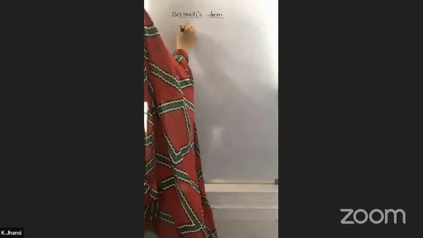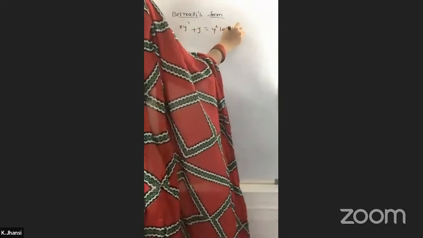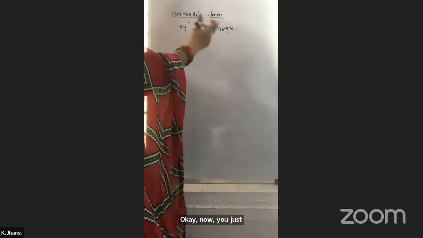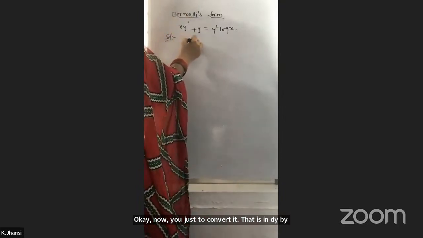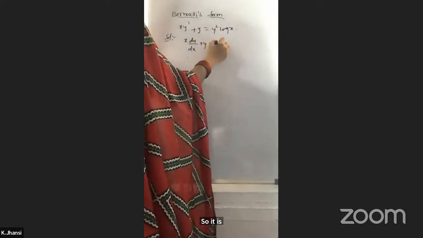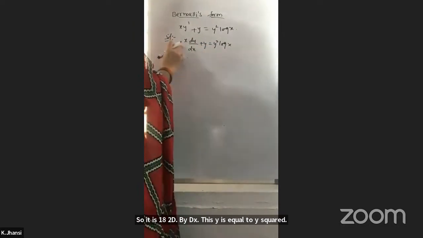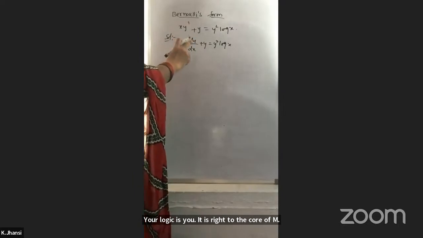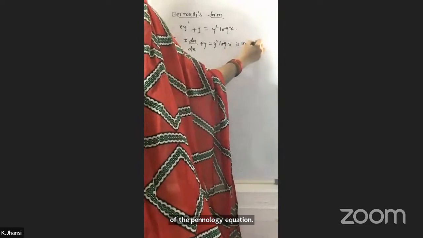That is x y dash plus y is equals to y square log x. Now you convert this one into dy by dx. So it is x into dy by dx plus y is equals to y square log x. Here log x is q, it is y to the power of n, so it is in the form of the Bernoulli's equation. It is in Bernoulli's form.